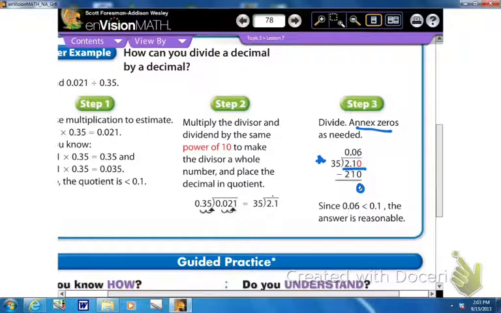So the problem, if it says 21 thousandths divided by 35 hundredths, the answer is 6 hundredths.